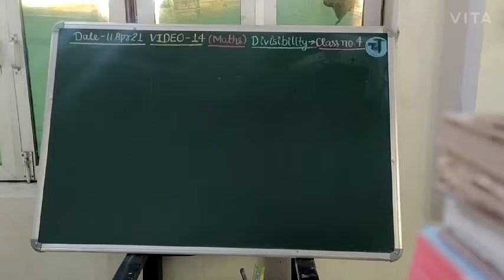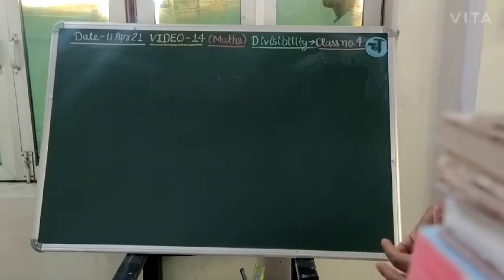And the divisibility rule of 11 was very important, and it has been asked continuously in your exams. Once again I am repeating: the difference of the sum of the digits at even places and the sum of the digits at odd places, if coming either equal to 0 or 11, then the number will be divisible by 11.